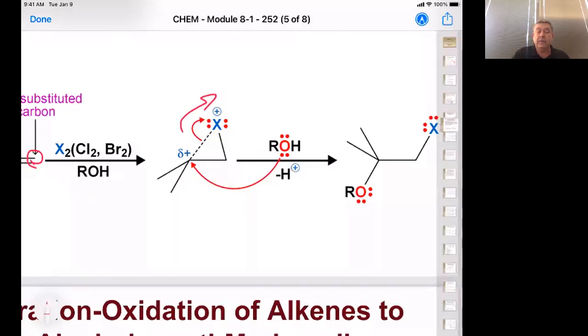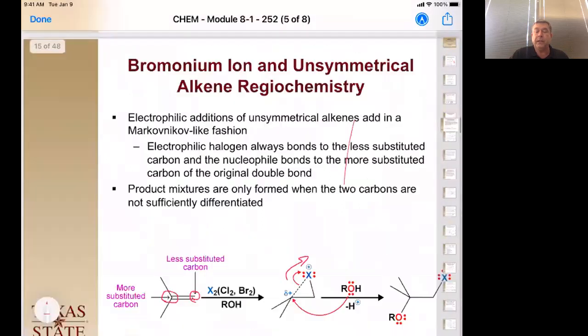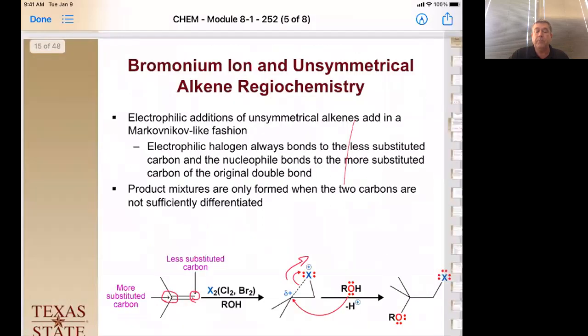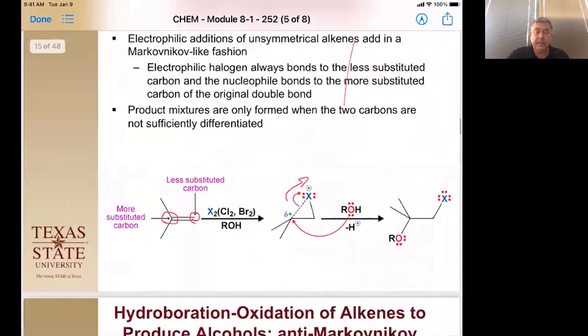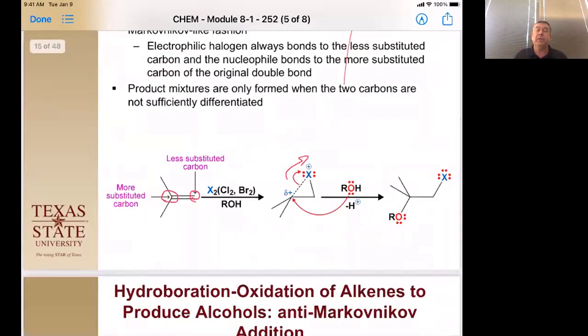Notice in the example we used before, we just used cyclohexane. So both of these carbons would generate a secondary carbocation, or a secondary partially positive carbon. So there's no preference on where that OH ends up. However, in this example here, we do have a more substituted carbon. And in this case, the last nucleophile, the water or alcohol, is going to attack the more substituted carbon, giving you your major product.